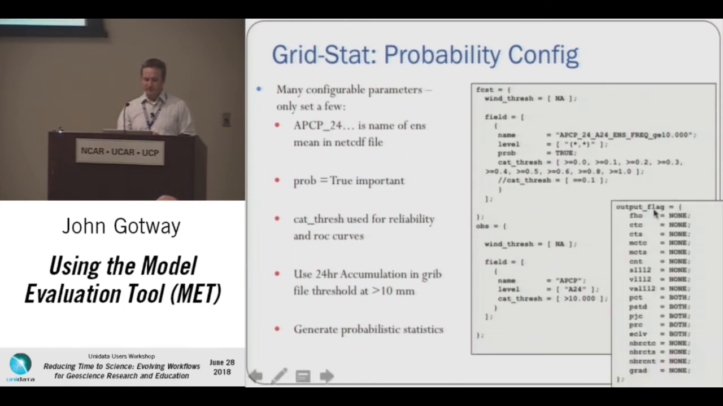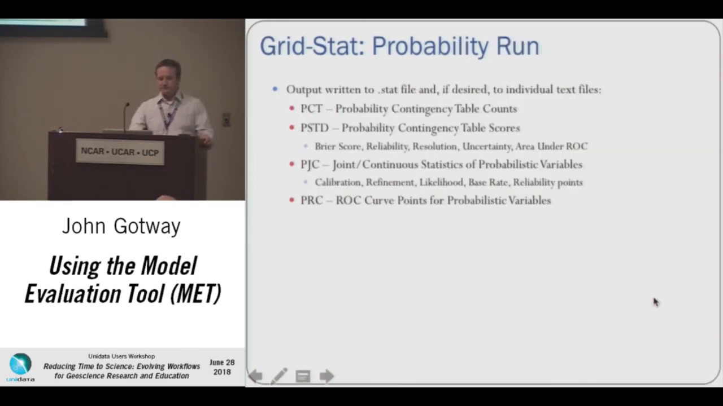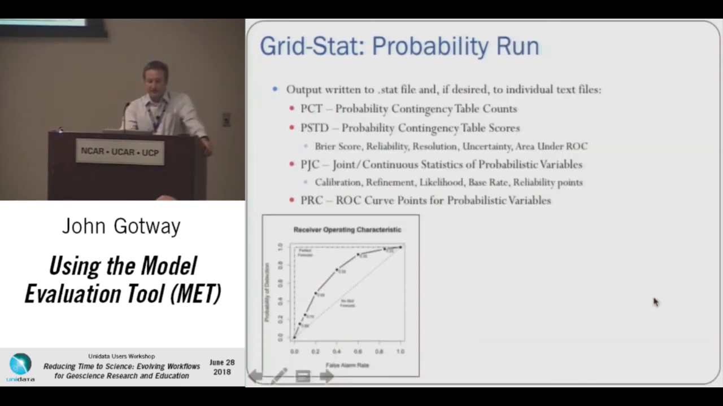You'll notice here in the output flag, I've turned all of the line types off except for the ones starting with P, which is the probabilistic output. These are the line types that contain the statistics that Tressa went over. So PCT for the probabilistic contingency table counts. PSTD contains the Brier score, reliability, resolution, and so on. PJC contains the calibration, refinement, and likelihood, and PRC is the points that correspond to the ROC curve.